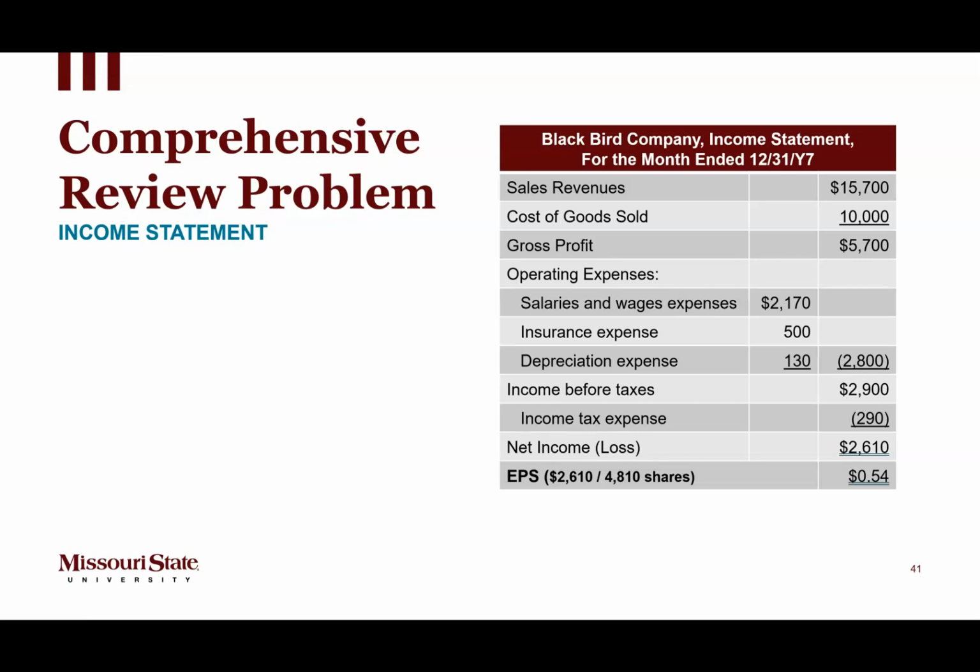Here's your income statement. There's a number from here that goes to the next statement, the retained earnings statement, right? That's your net income or loss. In this instance, thankfully, we had a net income. We also calculated our earnings per share, which is our net income, that $2,610 divided by that $4,810 that we did earlier on when we saw the balance sheet from the beginning of the period, right?